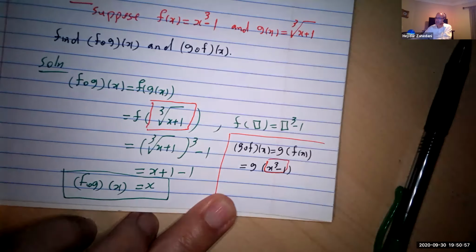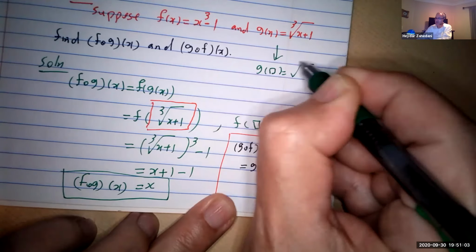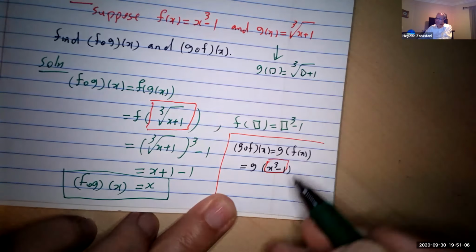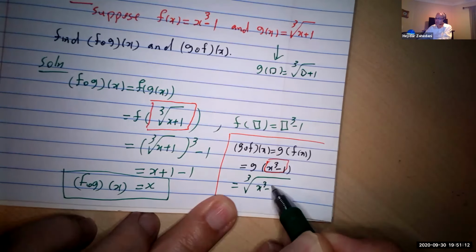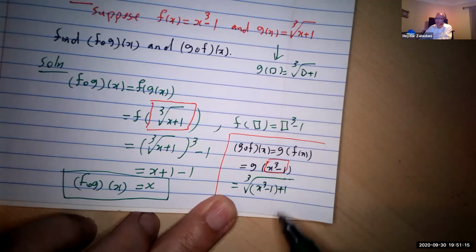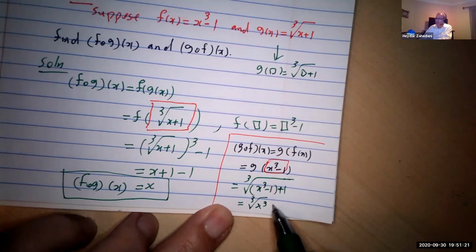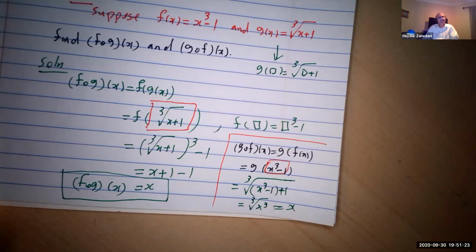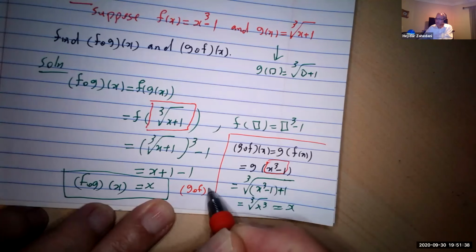You see, g of a box is the cube root of a box plus 1. What is in the box? So it's going to be cube root of x cubed minus 1, plus 1. These two will cancel out. That gives you cube root of x cubed. You know that this is equal to x. So g of f and f of g, both of them are equal to x, and they are equal to each other. Officially you have g of f of x equal to x.